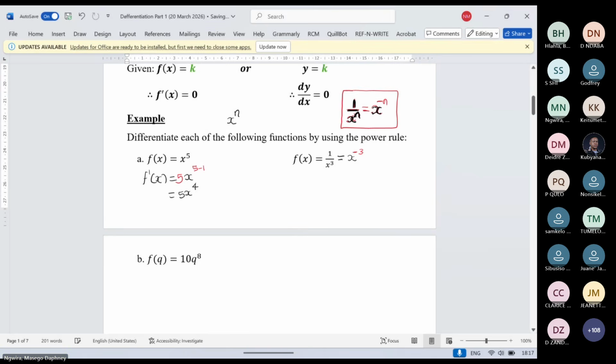That's a rule. So now, sorry, ma'am, yes. I didn't understand your first example.